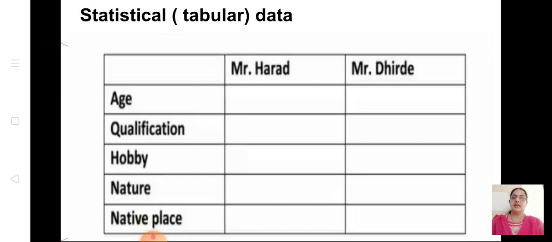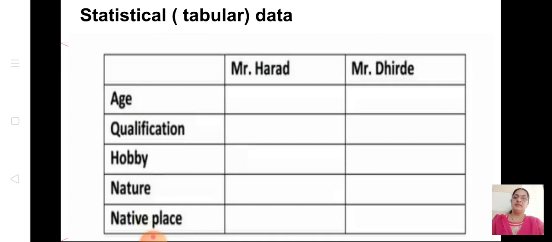For example, a paragraph is given: Mr. Harad's age is this, he is qualified, his hobby is this. You can put it in the form of a table. Statistical data you can do in the form of a table like this. All this we will do in higher standards, children. Now we will do only the tree diagram.